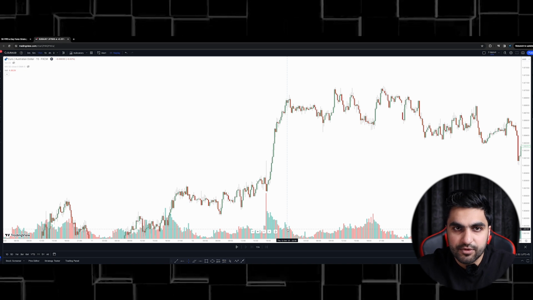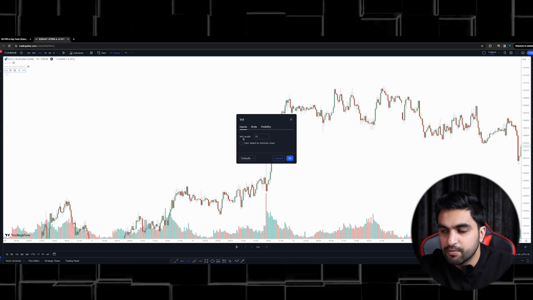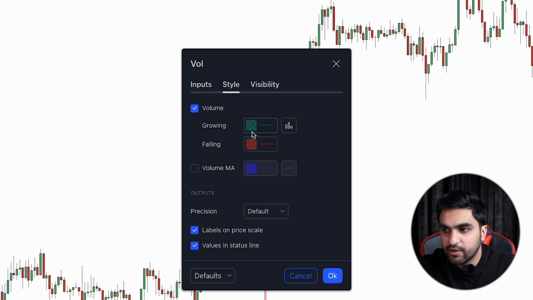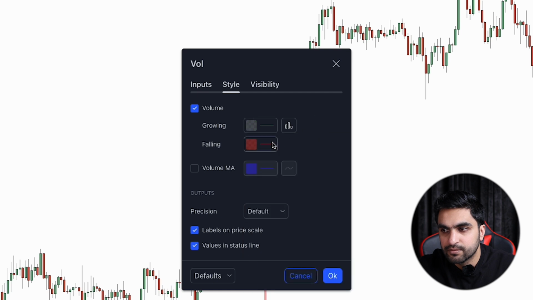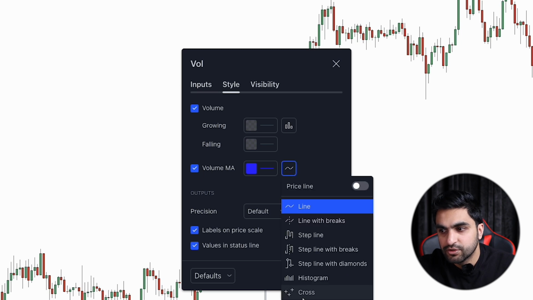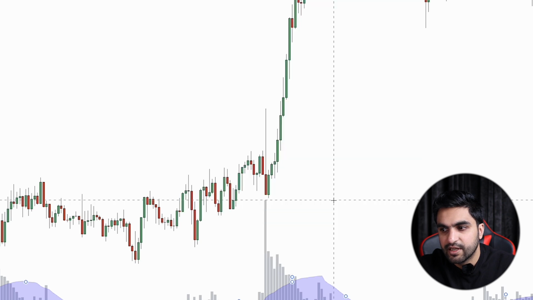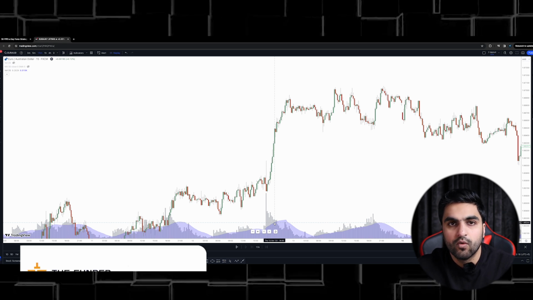We have to change some settings, and to do that, go to the settings of the volume indicator, go to inputs, make sure the moving average length is 20, and we're going to change the style because we have to give the same color to both the bars, growing and falling bars. You can select any color that you want. Take volume MA and choose area and change the opacity of it. And that's how the volume indicator is going to look on the 15-minute chart with the settings that I just showed you.